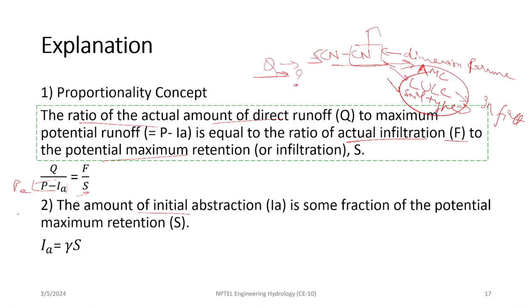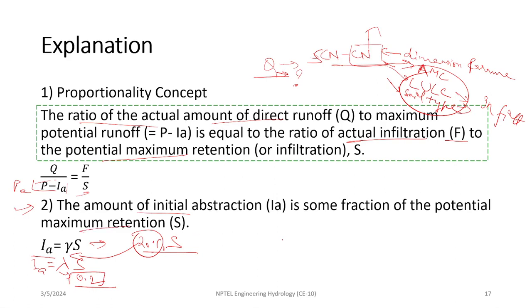For your information only, there is a second assumption also, which defines the initial abstraction. What they have justified is that initial abstraction is always 20% of maximum retention, so 20% of S. To represent 20%, this is not gamma, this is lambda. So IA is lambda S, and lambda is 0.2. We always count it, so always 20% of maximum retention.